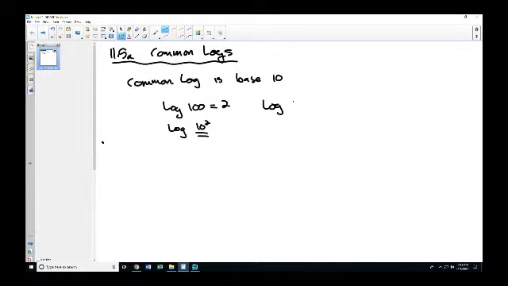What about 10,000? What exponent of 10 makes 10,000? 10 cubed is 1,000. 10 to the fourth is, how many zeros? 4.